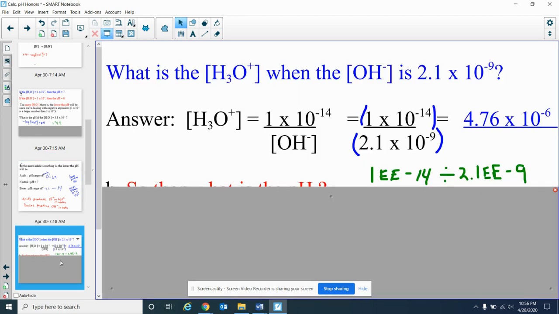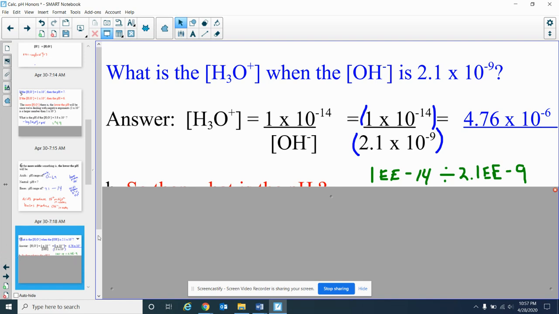So what is the H3O plus when the OH minus is 2.1 times 10 to the minus 9th? Okay, so from our first equation, 1 times 10 to the minus 14th divided by the OH minus will give us the H3O plus. So when we divide that, we get an H3O plus concentration of 4.76 times 10 to the minus 6. Make sure, again, when you're plugging in these numbers with the times 10 to the, you either have to put those in parentheses when you plug them in your calculator, or you can use the EE key. Make sure that you're getting 4.7 times 10 to the minus 6 when you divide those.